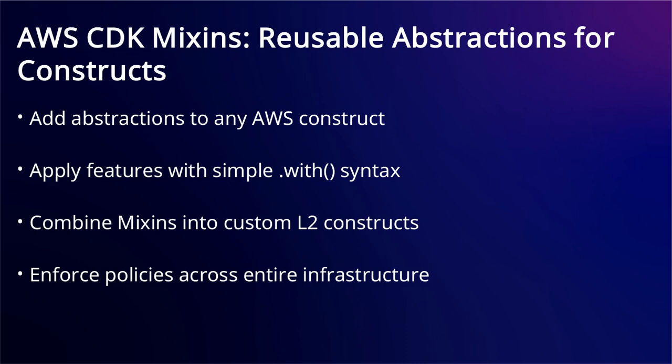AWS CDK Mixins address the challenge of balancing immediate access to new AWS features with higher-level abstractions in infrastructure code. Previously, teams had to choose between L1 constructs for new features or L2 constructs for convenience, often requiring significant rework. CDK Mixins solve this by allowing you to add reusable abstractions to any construct type.